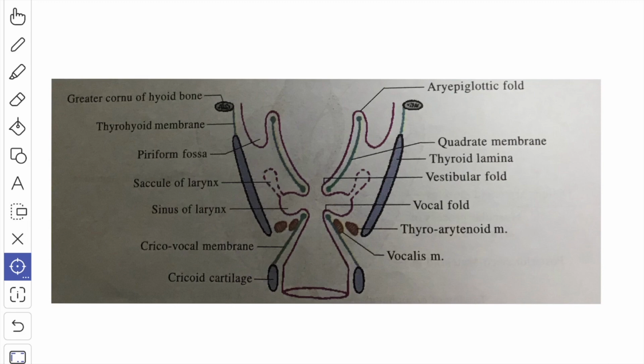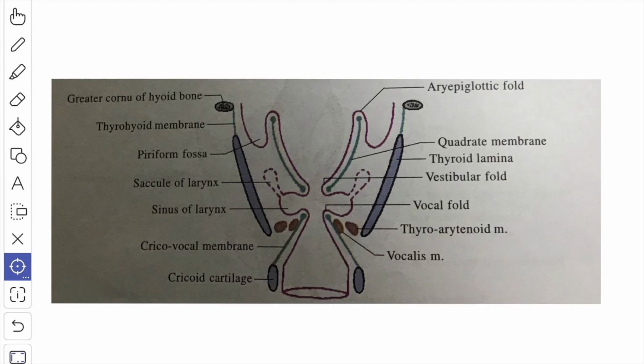The mucous membrane of the glottis is adherent to the underlying structures due to the absence of the submucous coat. As a result, the mucus secreting glands are absent in the glottis, and the secretion of the glands of the saccule of the larynx lubricates it, so it serves as an oil can.